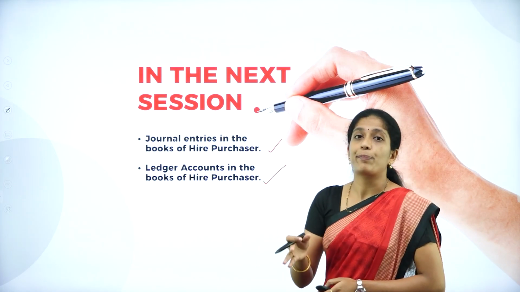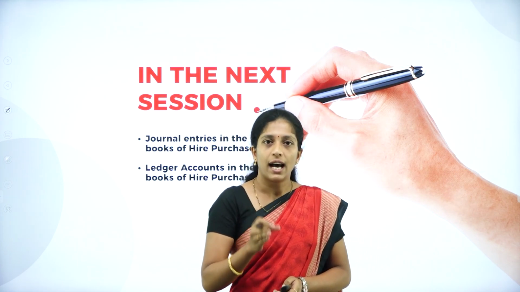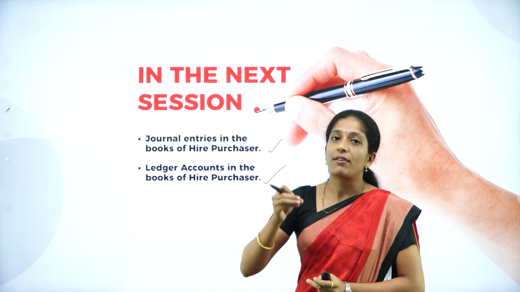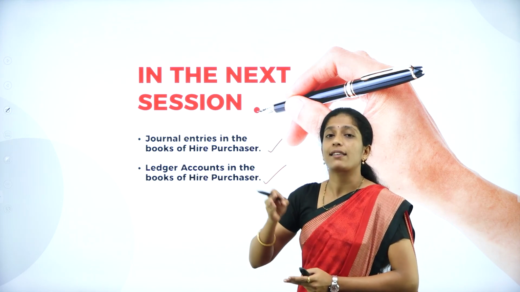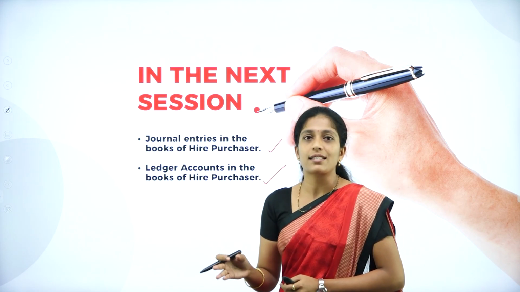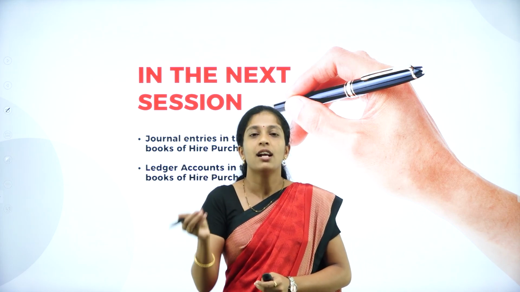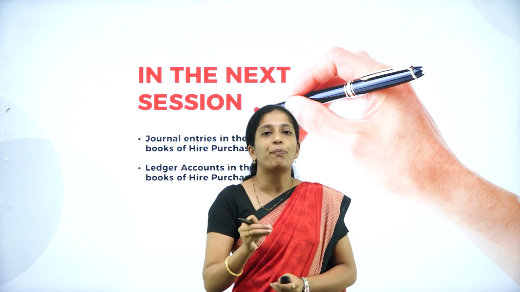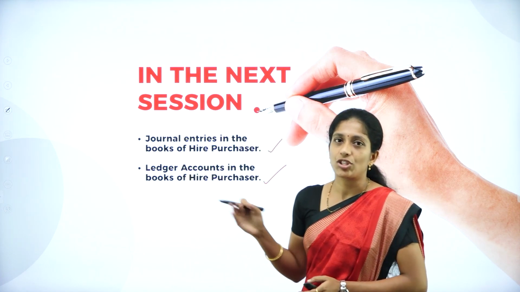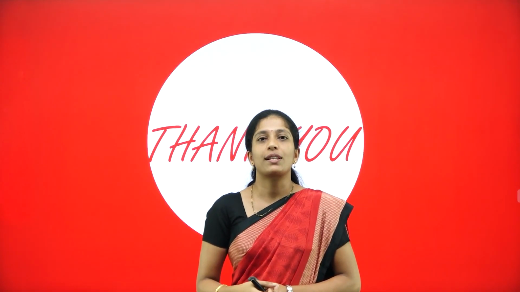So we have solved a problem today that is relating to journal entries in the books of hire purchaser. So in my next session, we shall solve a problem where we shall have both journal entries and ledger account in one problem. Normally they will not ask both in one problem, that is journal entry as well as ledger account. So in order to understand properly, first we shall go through journal entries, next we shall go through ledger accounts.